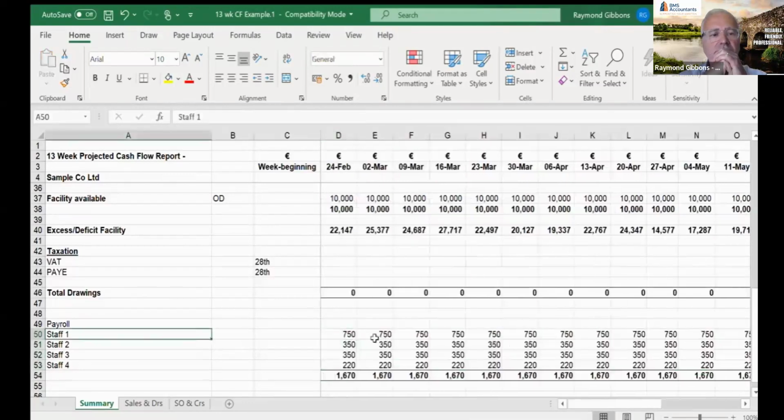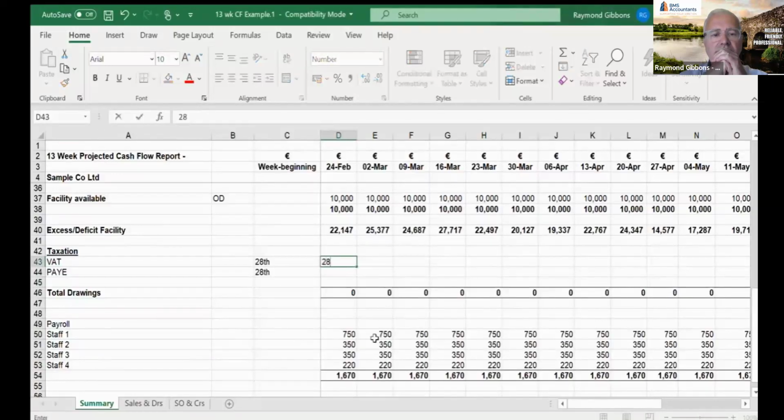Sample company pay to the revenue commissioners in Ireland fixed amounts on the 28th of every month for VAT and PAYE. And so we're going to enter these here, €2,800 and €2,200 respectively.